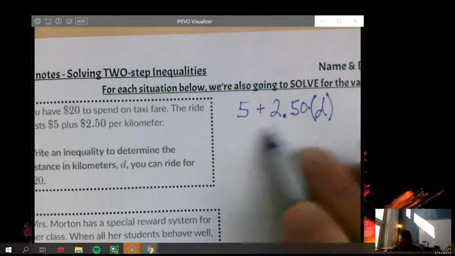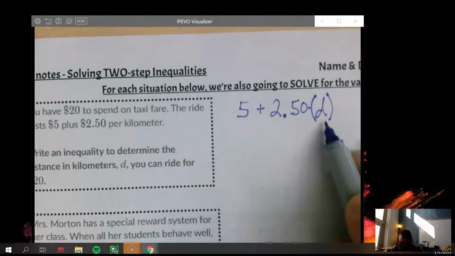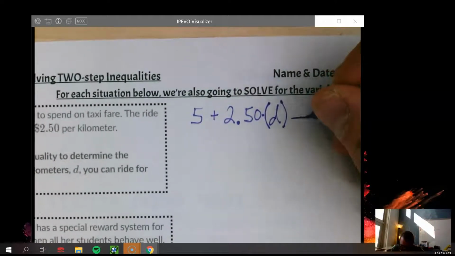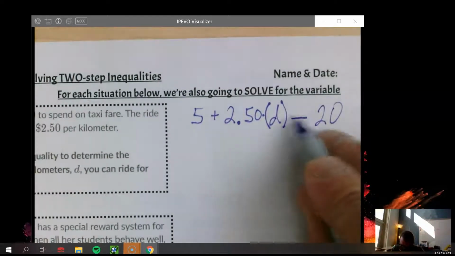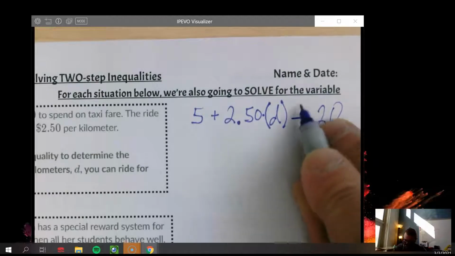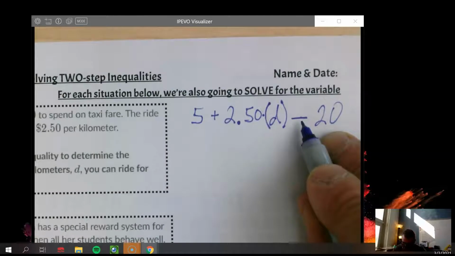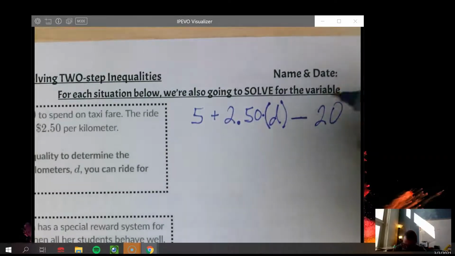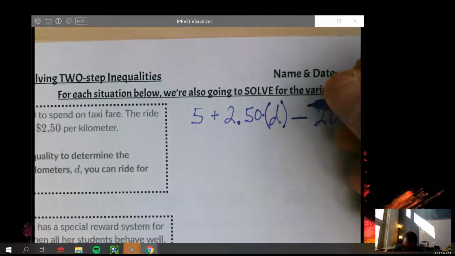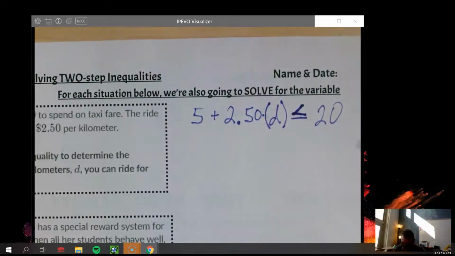So if I only have $20, could I spend all of my $20? Could I equal my $20? Yes, but I don't necessarily want to spend all of it. So, Lacey, what do I actually want to put here? 5 plus 2.5D is equal to or less than. Yeah, we want to spend less than or equal to 20.